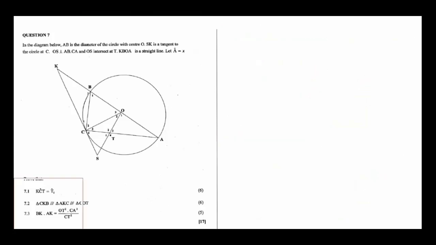All right, now the last one, it is 7.3. They say we need to prove that BK times AK is equal to OT squared times CA squared over CT squared. Remember, we're proving here.